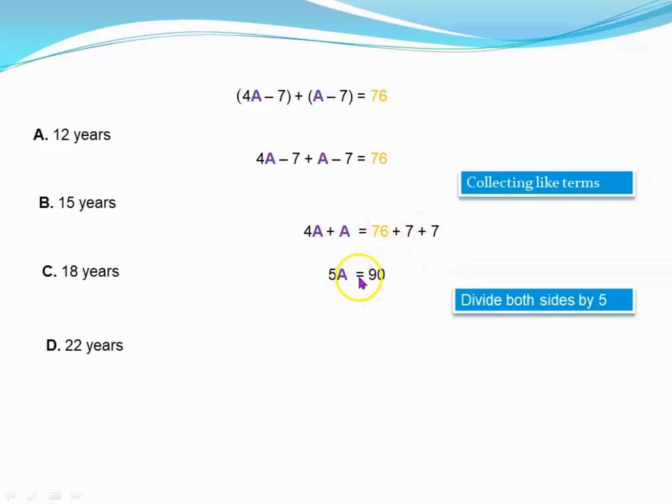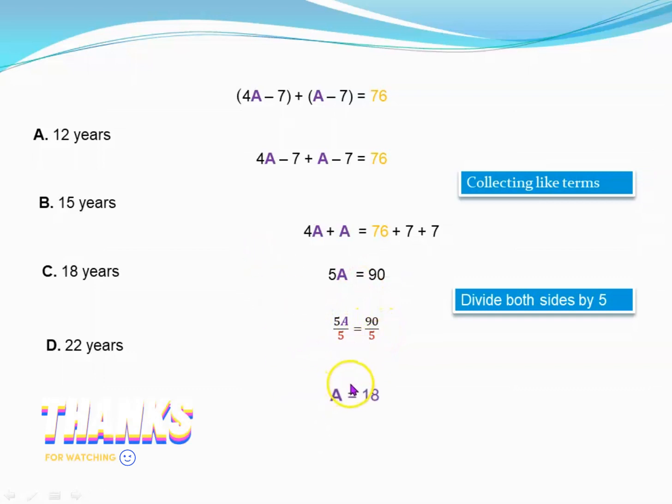Now let's divide both sides by 5 for this 5 to eliminate out, right? Divide both sides by 5. So this 5 we cancel, and 90 divided by 5 will be equal to 18. Now we see the options that we have. Which one is the correct option? We see that option C is the right option.